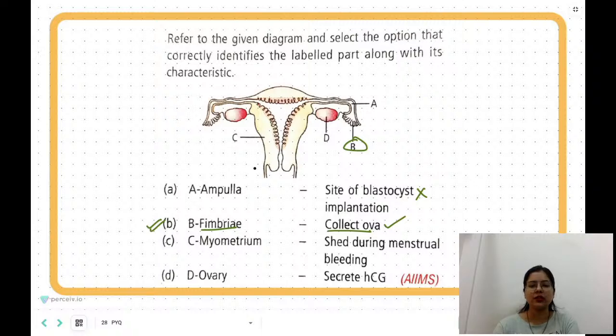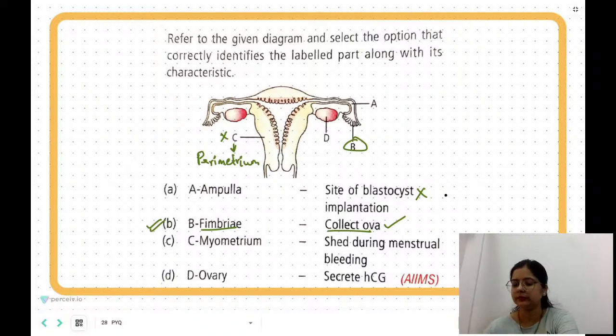Then C becomes your myometrium. ये वाला जो सी वाला पार्ट आपको दिख रहा है उसको मायोमेट्रियम बोल रहे हैं. So this is wrong. C is basically your perimetrium. सी वाला जो पार्ट आपको दिख रहा है, just a second, C is your perimetrium. All right. C is basically your perimetrium. Then comes your, so this is also wrong.